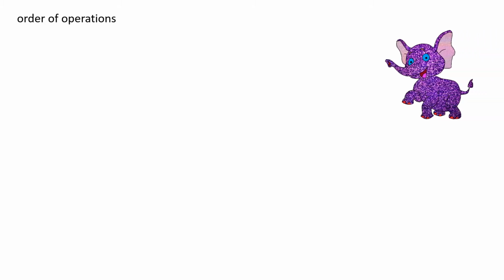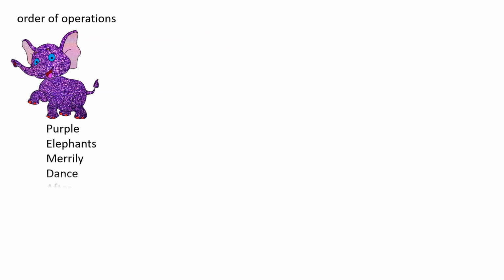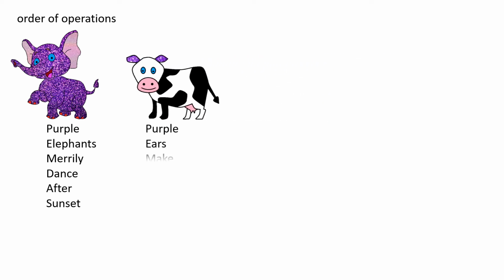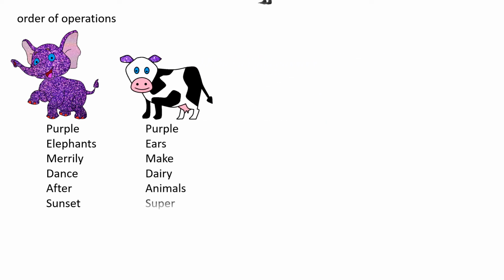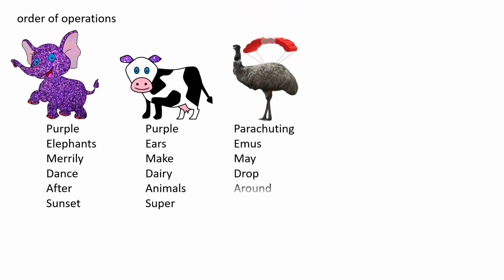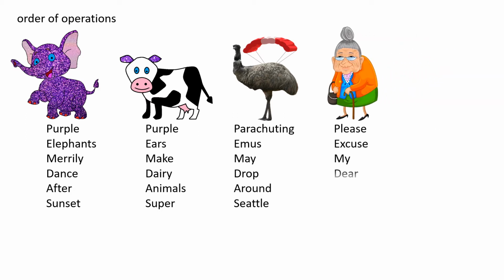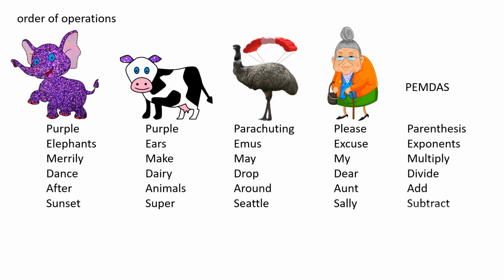Our memory devices for order of operations. We've got our purple elephants merrily dance after sunset. We've got our purple ears make dairy animals super. We've got our parachuting emus may drop around Seattle. The old-fashioned please excuse my dear Aunt Sally. And of course, a lot of us just remember PEMDAS, right? Parentheses, exponents, multiply, divide, add, subtract.